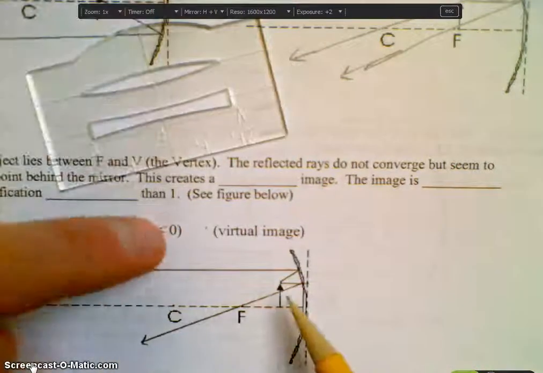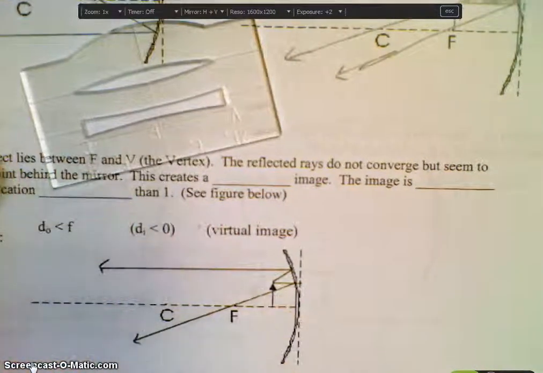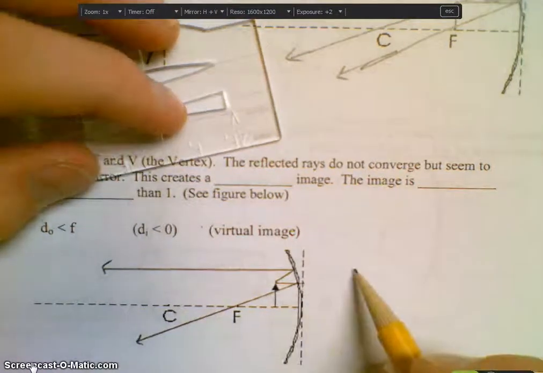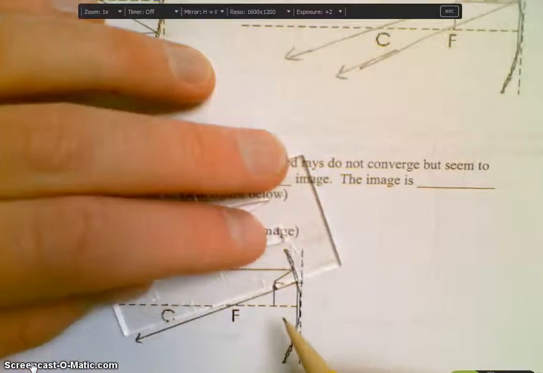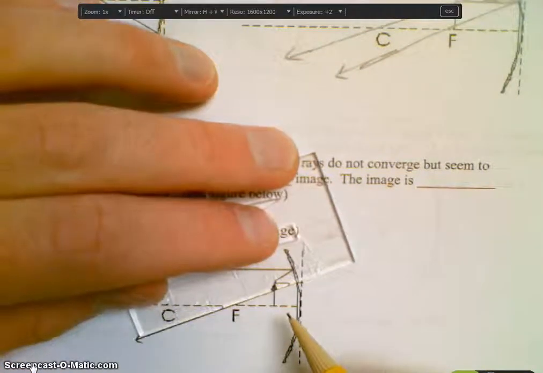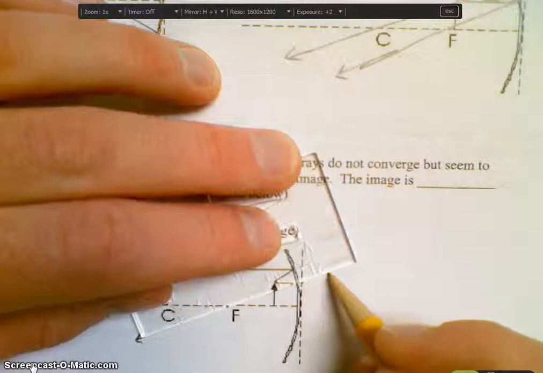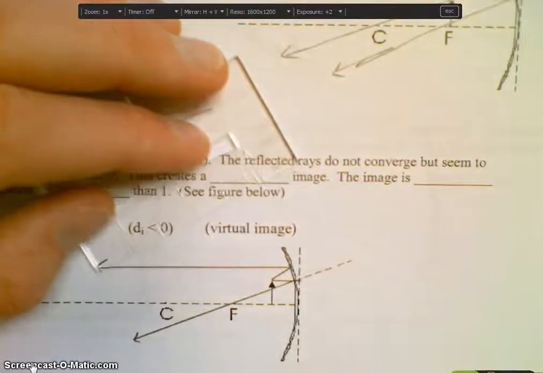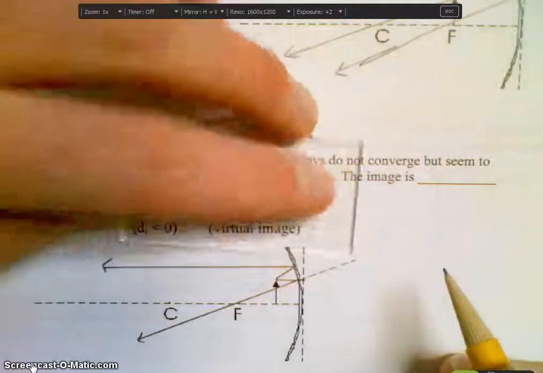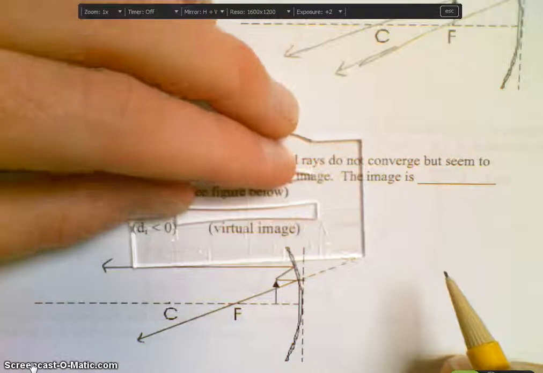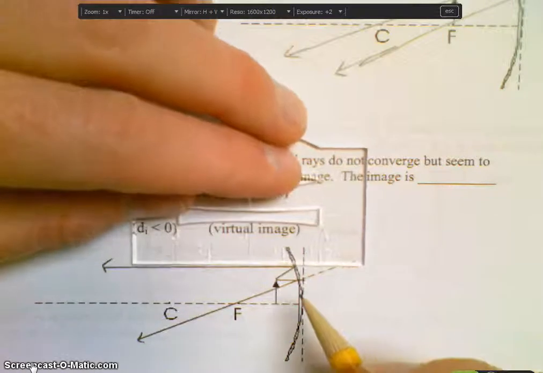And now what are these two rays doing? They're diverging. So because they're diverging, they appear to diverge from a place. And that place is actually behind the mirror. So I'm going to draw this back into the mirror with little dotted lines. And I'm going to do the same thing. I'm going to take this reflected ray and draw it back into the mirror.